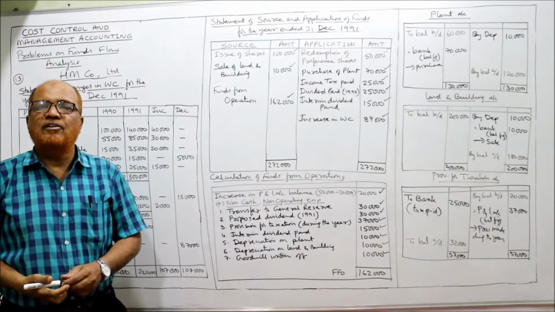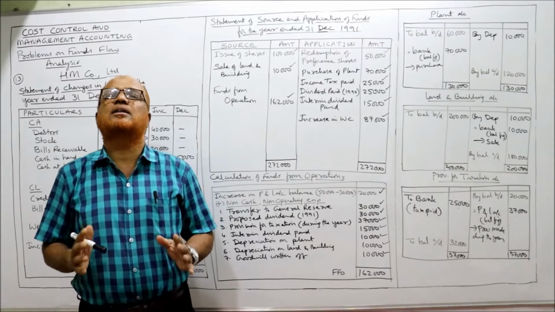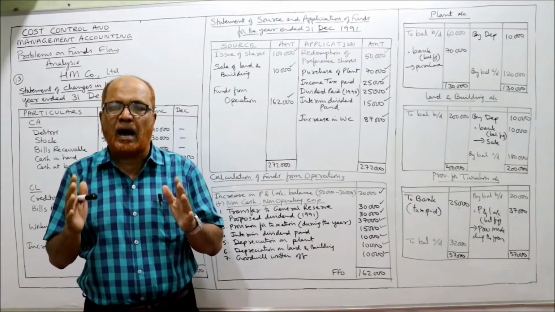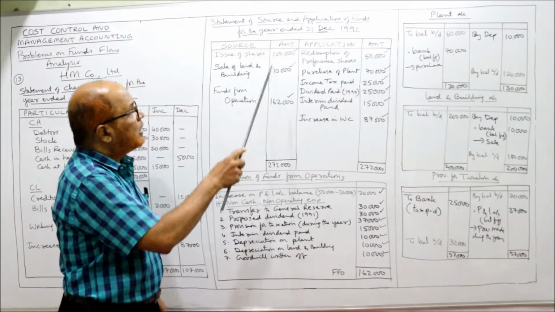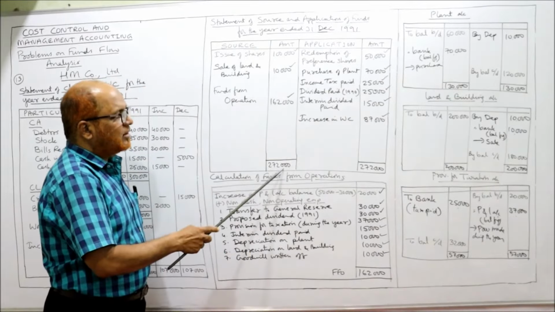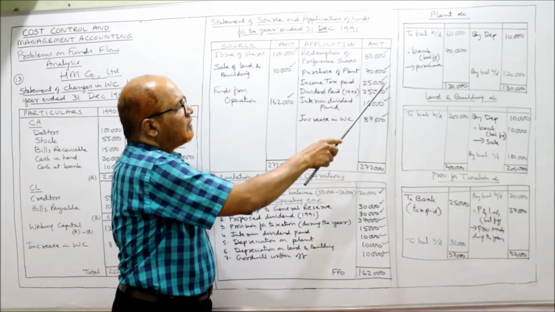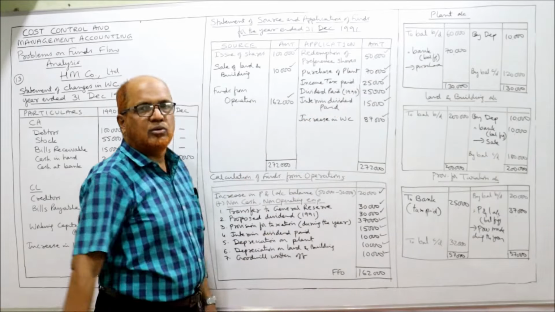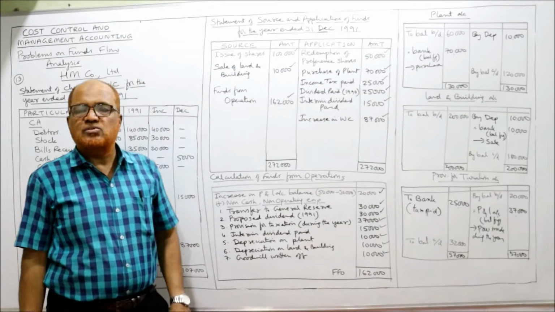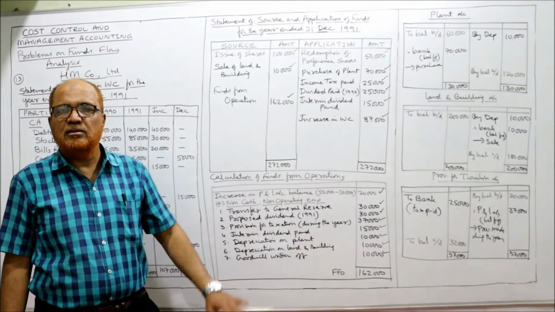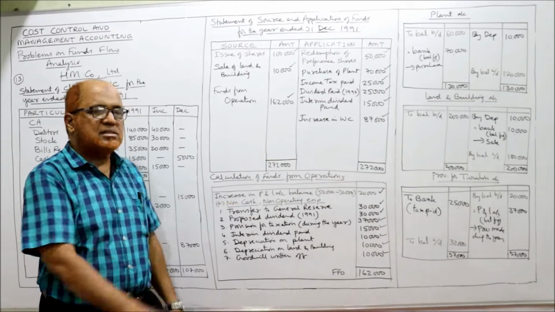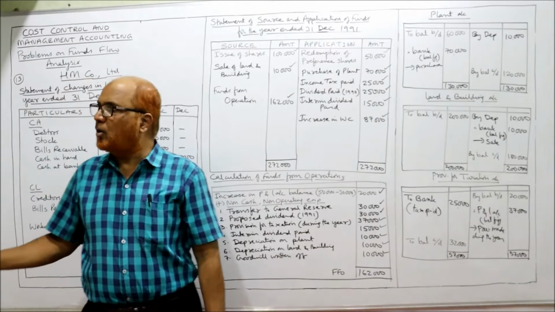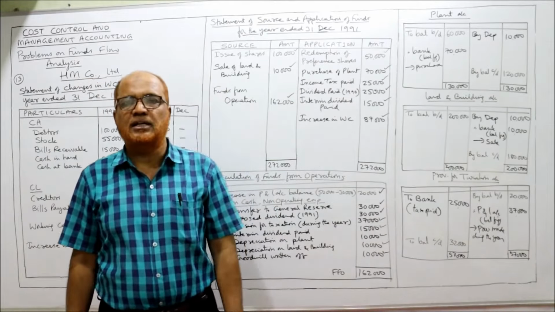That's all. If you do not commit any mistake, the total of source and application must tally. Now if you see here, all the values are ticked, 2,72,000. Here also all the values are ticked, so 2,72,000 tallied. That means we have done the problem correctly. That's why our total is the same. This is the end of problem number 13.